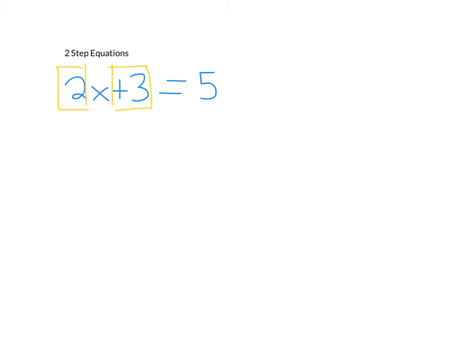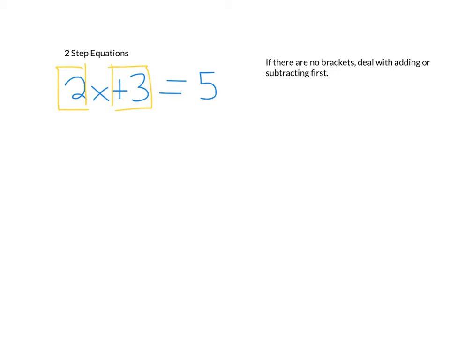So we don't have any brackets here. We have 2 times x plus 3. And on the other side we have 5. This means the first step should be dealing with adding or subtracting. Okay, remember, if there's no brackets, deal with adding or subtracting first. And we just put a little reminder there so that we can work through this question. So we deal with adding or subtracting first.